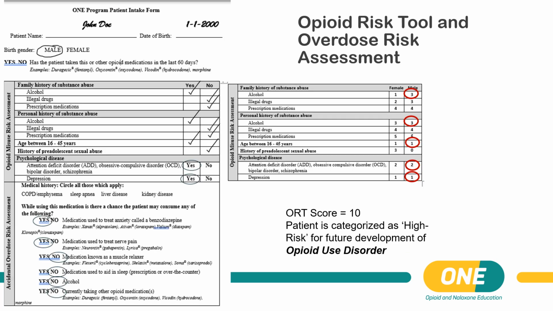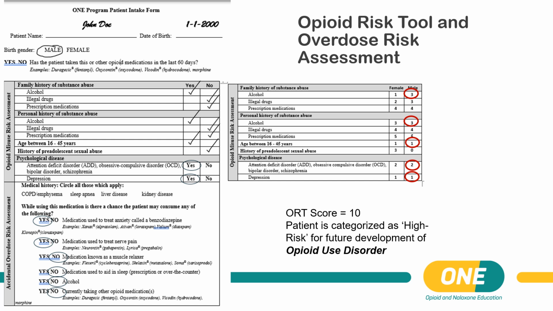Next, I would like to share with you a completed patient screening form and walk through the scoring process and interpretation. First, we'll walk through the upper portion that assesses the risk of developing opioid use disorder. In this example, the patient has indicated a personal history and family history of alcohol abuse. The age of the patient is 24 years old, which falls into the 16 to 45 age group item. And both items related to psychological condition comorbidities. We use the male scoring column, and these items total a score of 10.